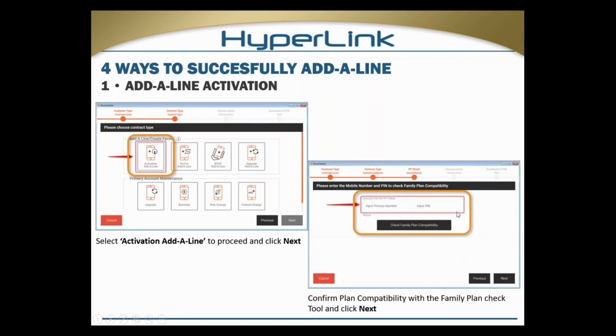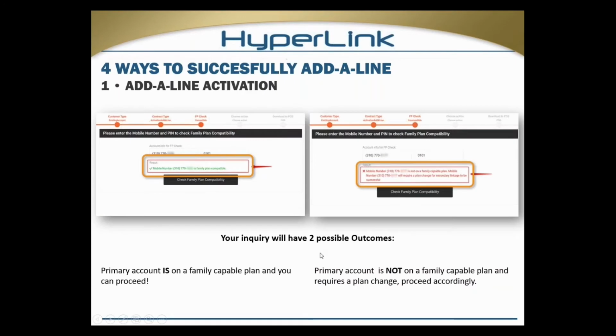You're going to type in the existing primary number to make sure that the plan is compatible for a family plan and click Next. Your inquiry will have 2 possible outcomes. The primary account is on a family capable plan, or the primary account is not on a family capable plan. In this case, you're going to go ahead and change the plan. You can either do it yourself or you can call into care and proceed accordingly.